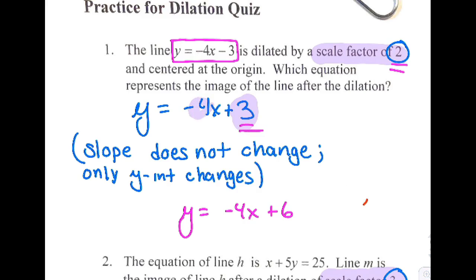You do not ever change the slope. That stays the same all the time, because you don't want to change how steep it is. You just want to change how far away and where it hits the y-intercept. So multiply the scale factor by the y-intercept.